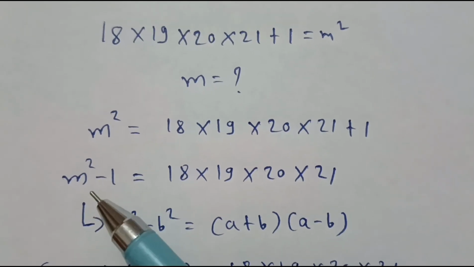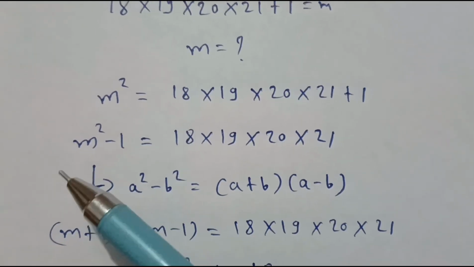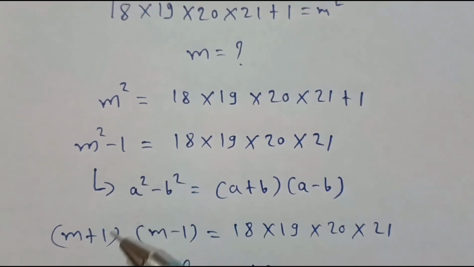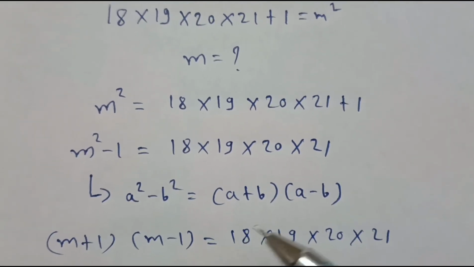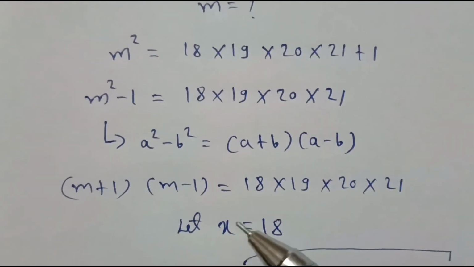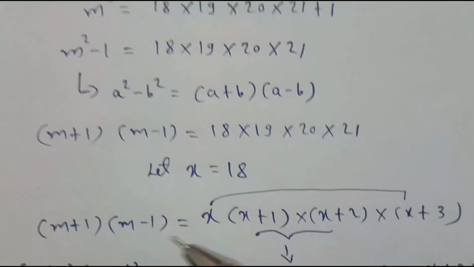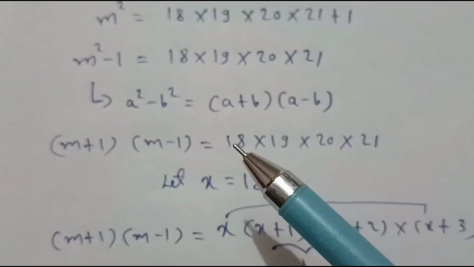It is in the form of a square minus b square is equal to a plus b, a minus b. So m square minus 1 we can write as m plus 1, m minus 1, is equal to this number, which we write as it is. Let us put x is equal to 18. You have to take x is equal to 18.